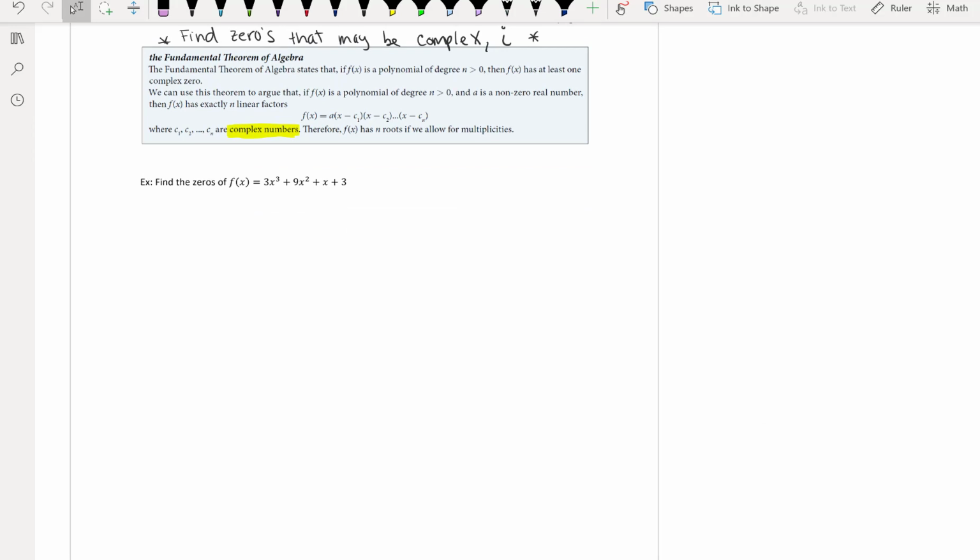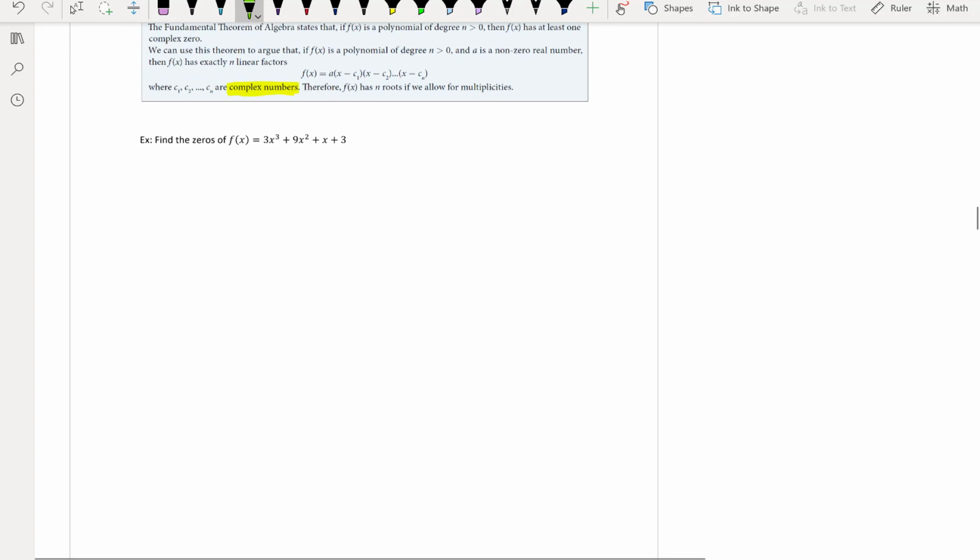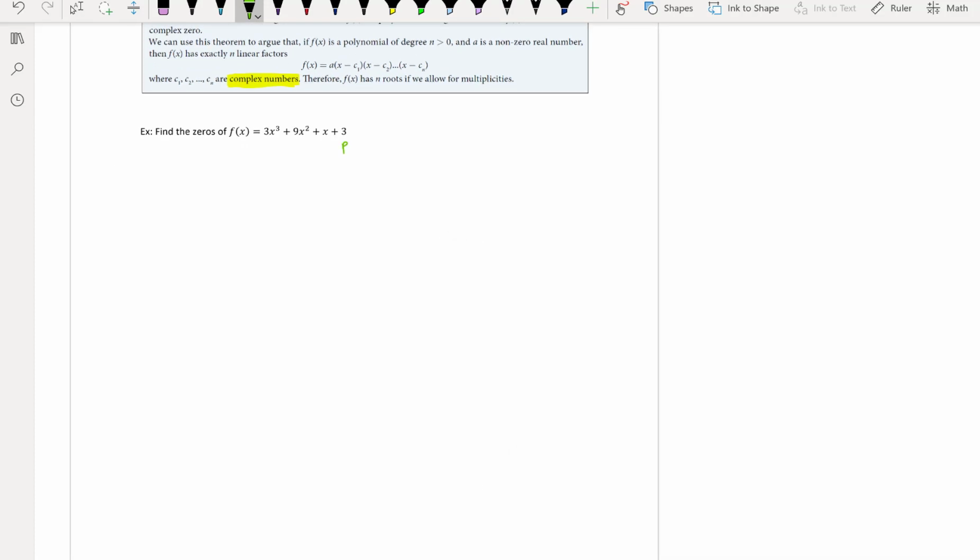So, okay, fine. I know that my P is always going to be the last term. So P is equal to 3. So I'm going to be thinking about plus or minus 1 and plus or minus 3. And the other one that I have is Q. Q is equal to 3 as well. So I have plus or minus 1, plus or minus 3.